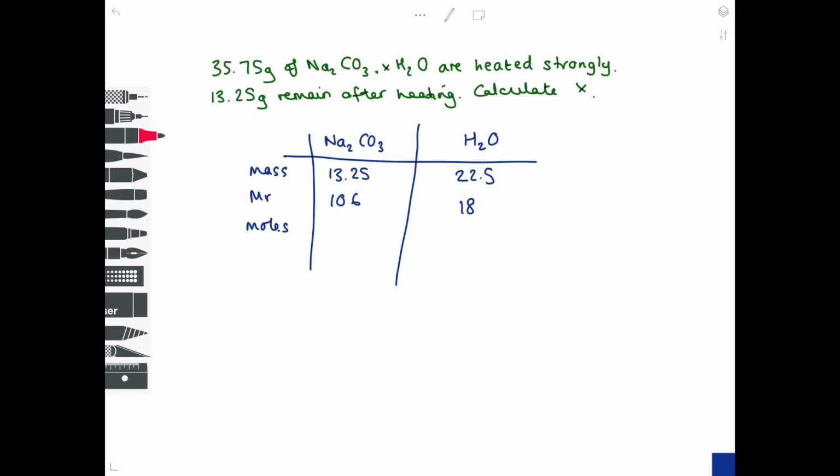To work out the number of moles now, mass divided by MR, giving us 0.125. This is 1.25. And then divide by the smallest number, which is clearly 0.125.